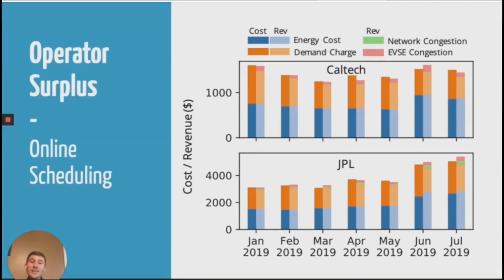Despite that, we can see that in general, our revenues are either enough to cover our costs or the shortfall is minimal. We find that in all cases at both Caltech and JPL, the online schedule is within 10% of the offline optimal schedule, which is pretty good considering that we don't have any information about future arrivals. And we have to make decisions about demand charge that cover an entire month using very limited information.